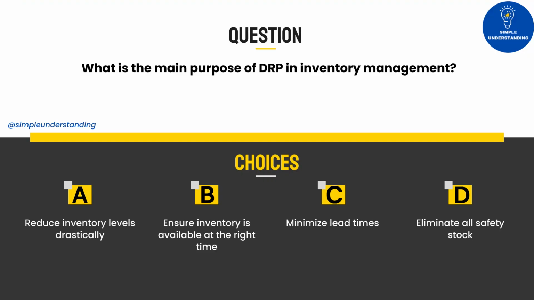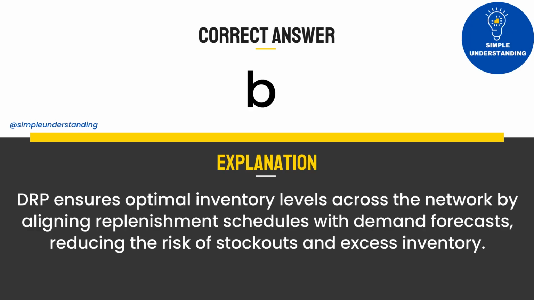1. What is the main purpose of DRP in inventory management? A. Reduce inventory levels drastically. B. Ensure inventory is available at the right time. C. Minimize lead times. D. Eliminate all safety stock. Answer B.